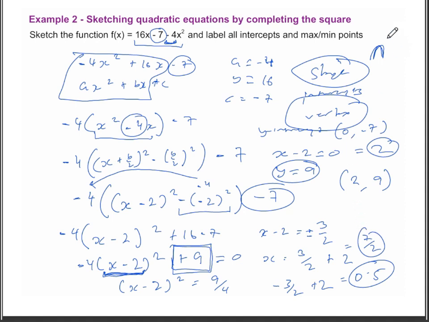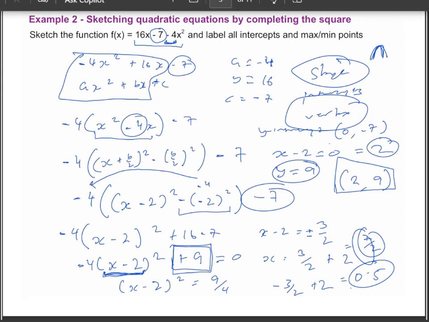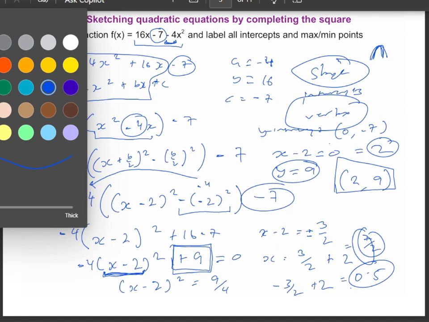So your shape is an n, your y-intercept is (0, -7), which means it intersects below. Your x-intercepts, which are the solutions for your quadratic, are 7/2 and 0.5, so 3.5 and 0.5, and between those will be your vertex x coordinate, because remember, the vertex is on the line of symmetry of the two. And so your curve would end up looking something like this.